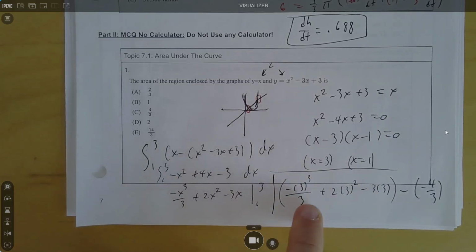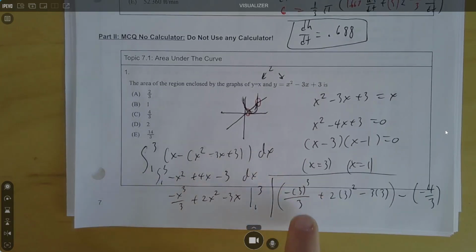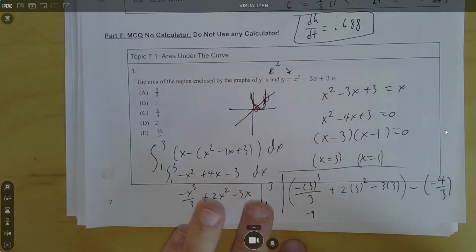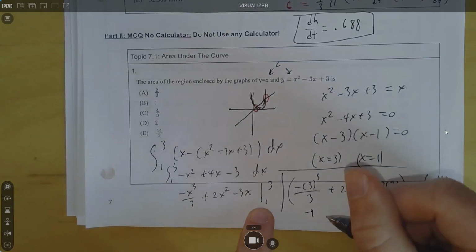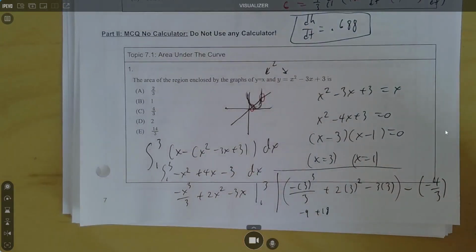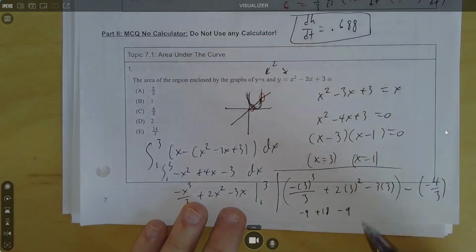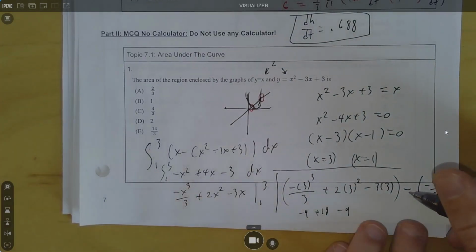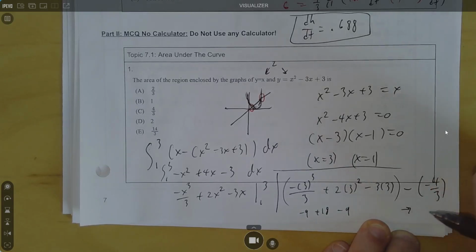So simplify this. 3 to the third, that's 27. Negative 27 over 3 is negative 9. That's negative 9 right there. Plus, that's 9 times 2, it's plus 18. And then minus 9 again. So actually, this is just 0. So my answer is minus negative 4/3, which is just 4/3. And that is my answer.